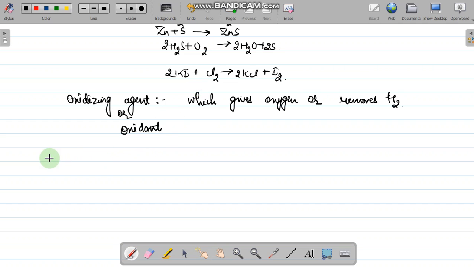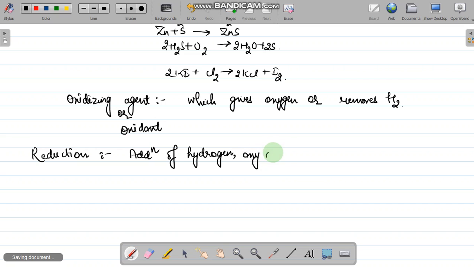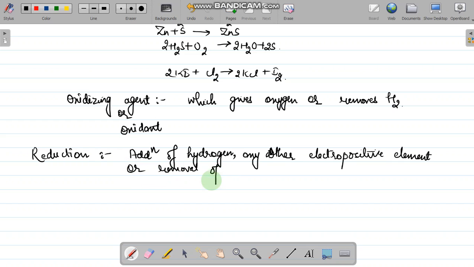Now, similarly, another concept comes, that is reduction. Reduction is the addition of hydrogen, or any other electropositive element, or removal of oxygen, or any other electronegative element.